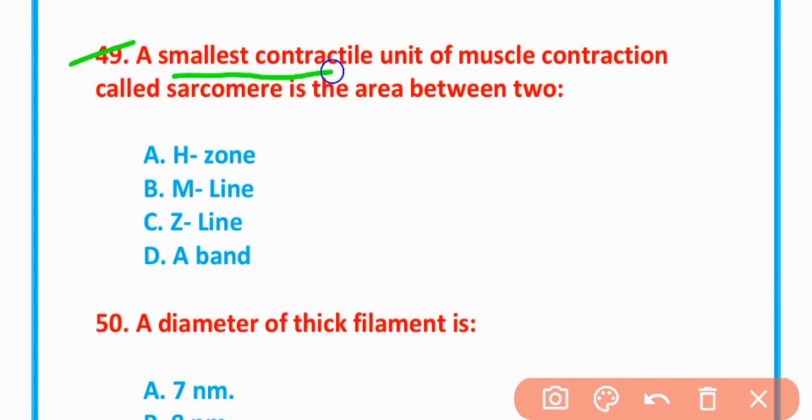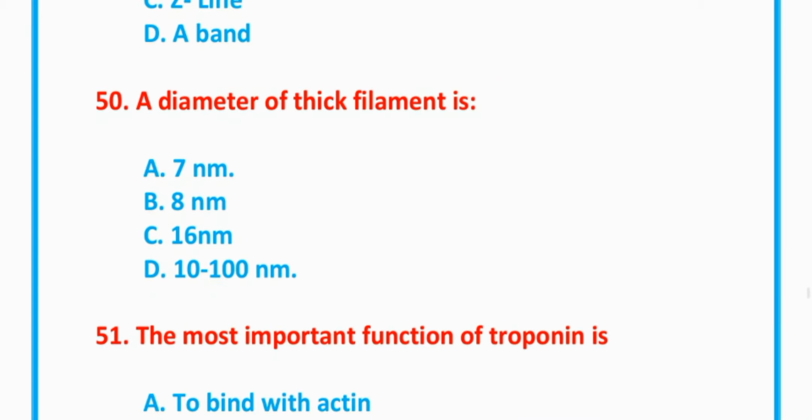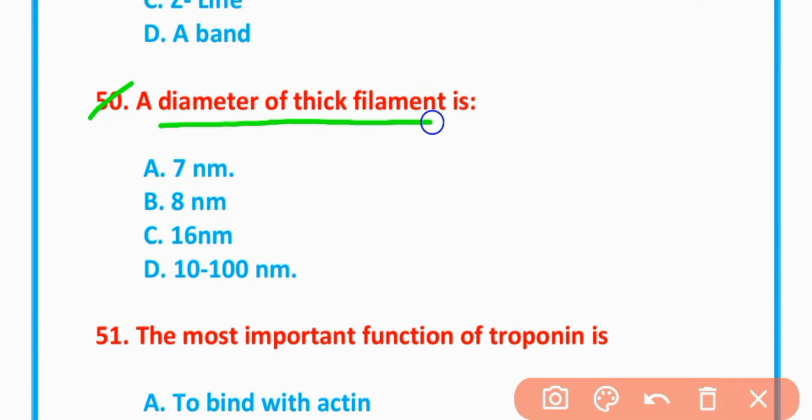49. A smallest contractile unit of muscle contraction called sarcomere is area between two Z lines. Option C is correct. A diameter of thick filament is 16 nm.